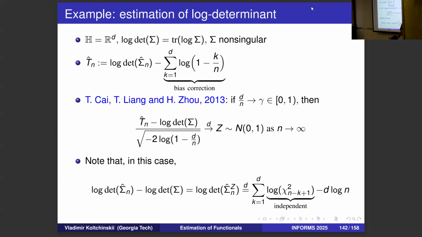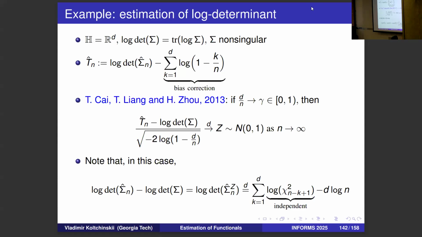A lot is known about this, and it's equal in distribution to a sum of independent log chi-square random variables. You can do all the computations explicitly. So in this case the bias correction is trivial, and you can do everything very easily because you can work with the standard normal case.